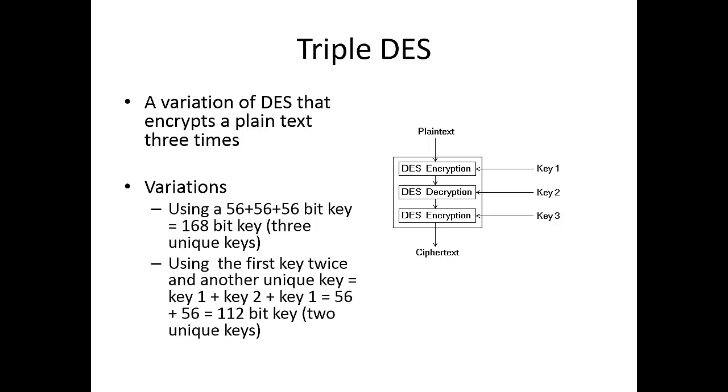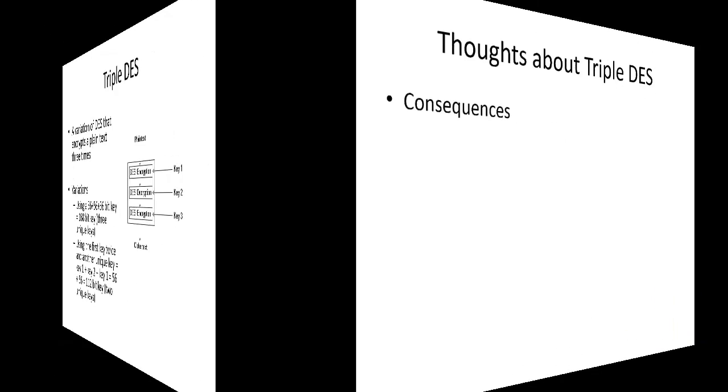Another variation is using the first key, for example, twice, and then using another unique key. So in this case, key 1 and then key 2, but you reuse the first key one more time, so that's why you only have a 112-bit key in this case, since you only have 2 unique keys.